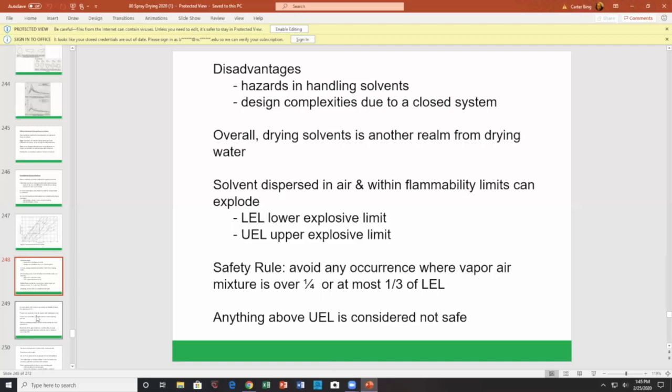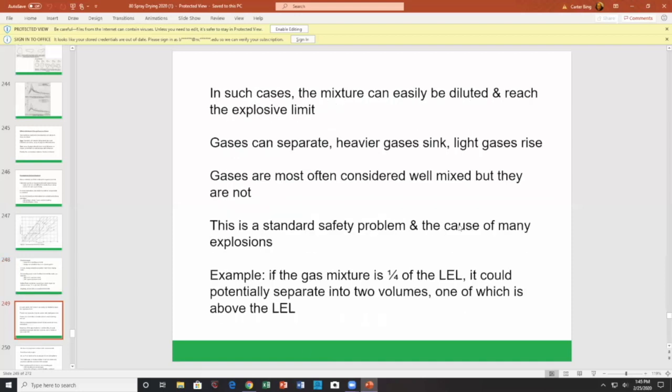Have you ever seen fog in the morning? It's quite separated out from the rest. And with the upper explosion limit, the mixture can easily be diluted and reach the explosion limit. Gases can separate: heavier gases sink, lighter gases rise. Hotter gases rise, colder gases sink. Gases are most often considered well mixed, but they're not.